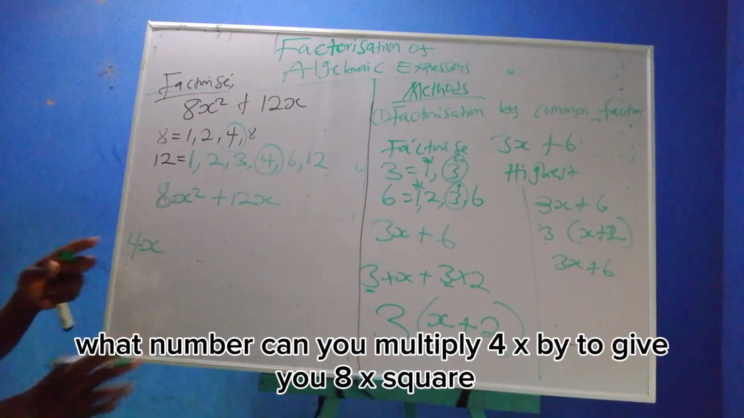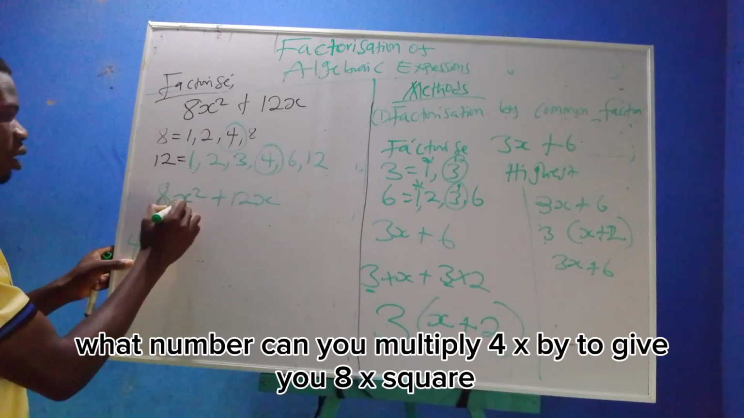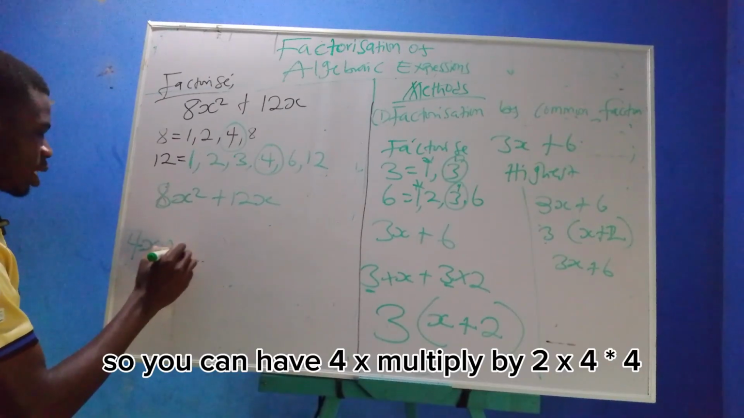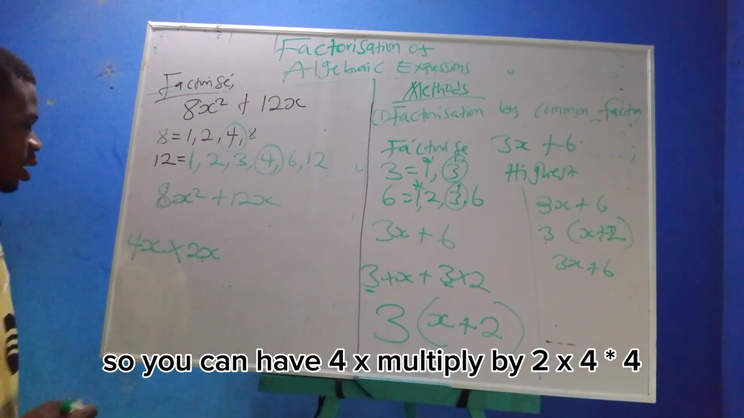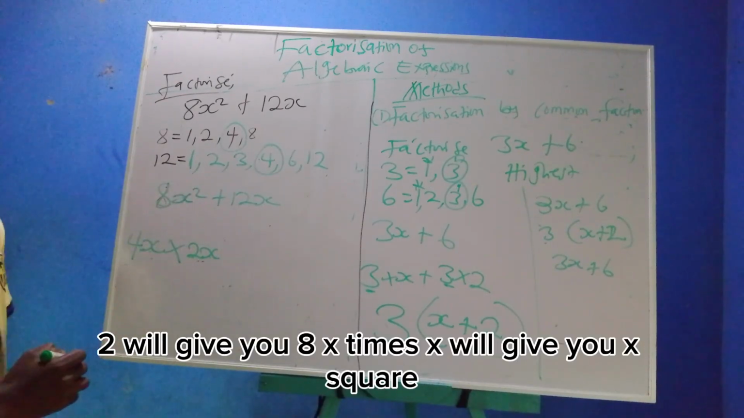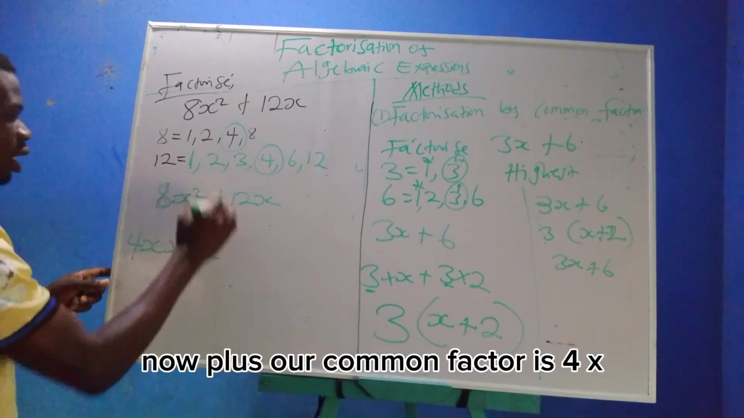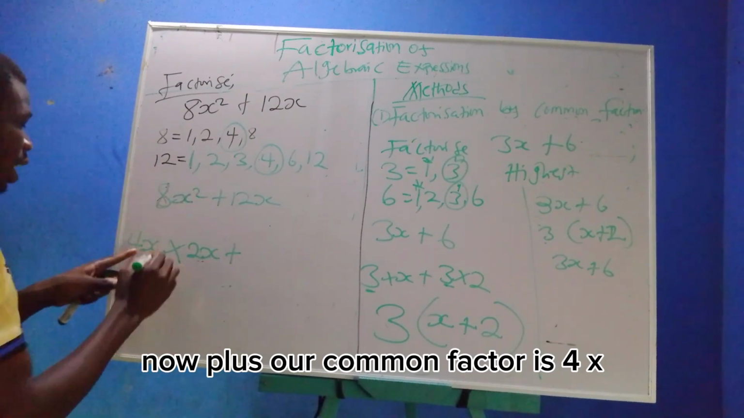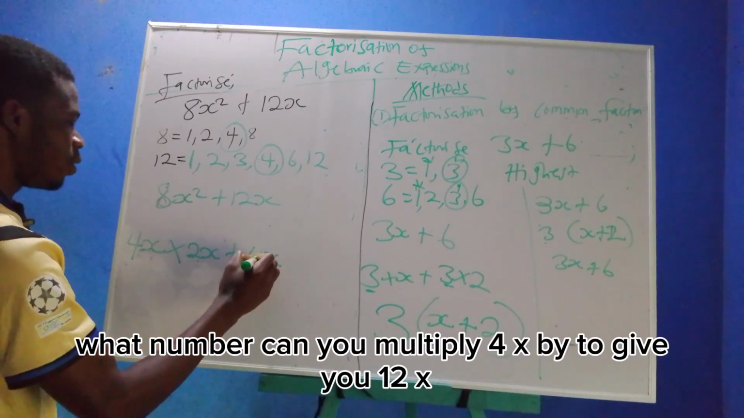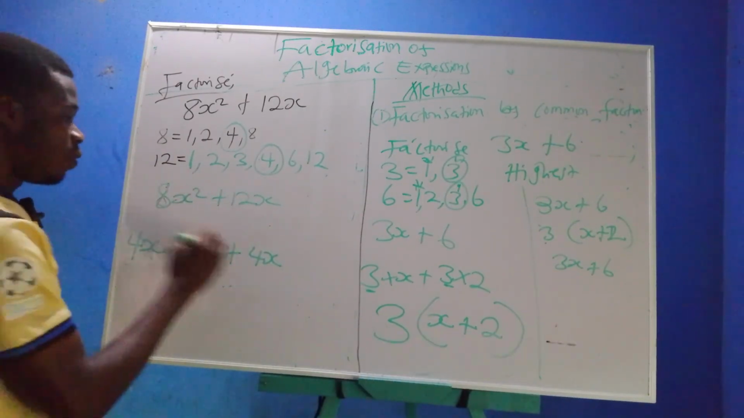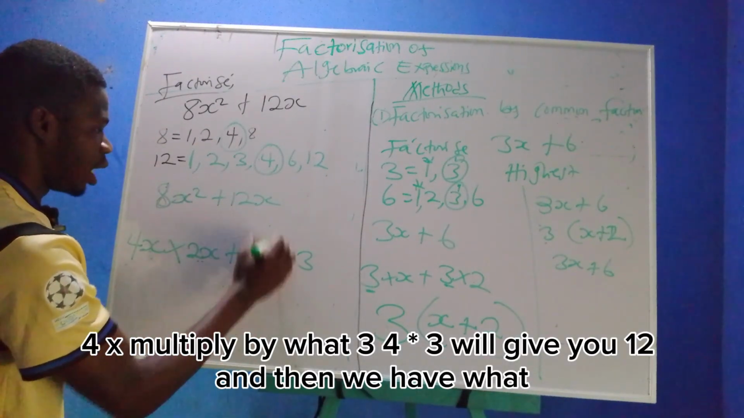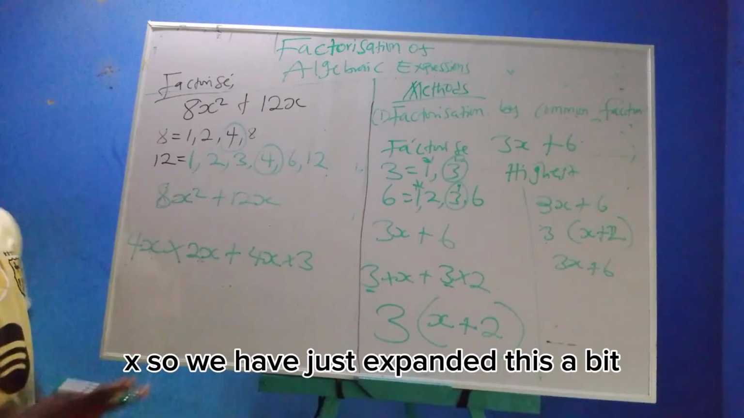So you ask yourself, what number can you multiply 4x by to give you 8x squared? So, you can have 4x multiplied by 2x. 4 times 2 will give you 8. X times x will give you x squared. So we have just expanded this particular one. Now, plus, our common factor is 4x. Then you ask yourself, what number can you multiply 4x by to give you 12x? 4x multiplied by 3. 4 times 3 will give you 12, and then we have x.